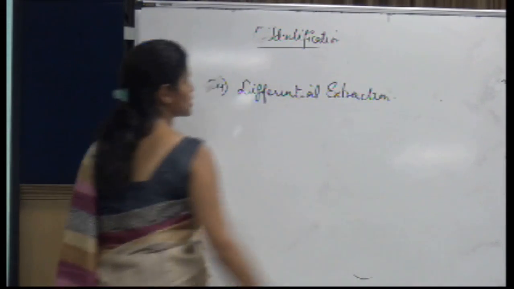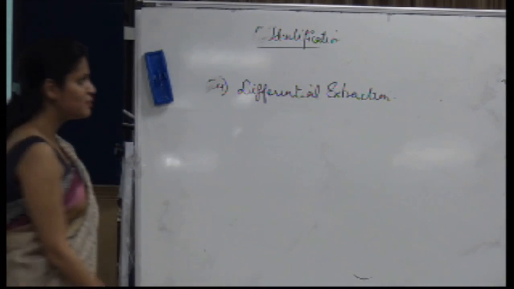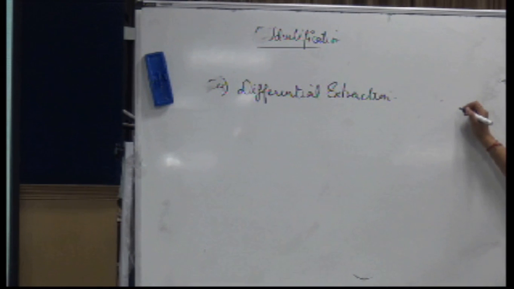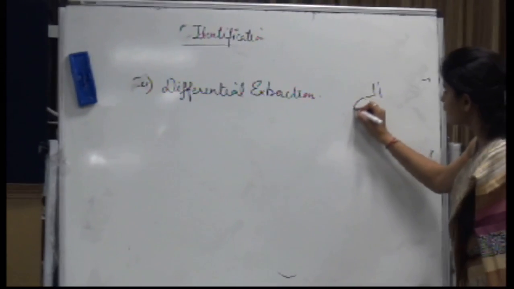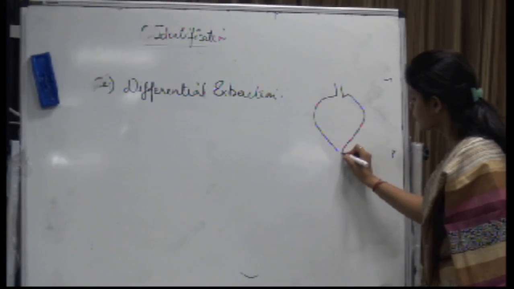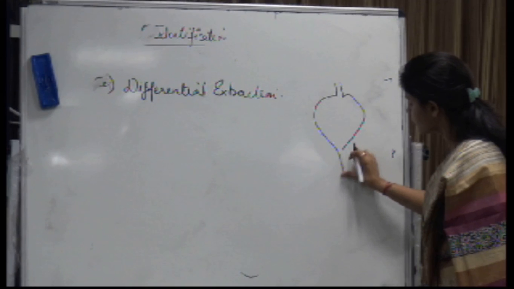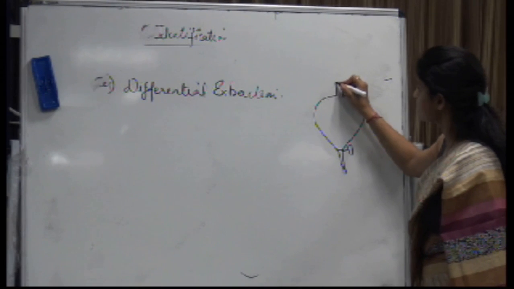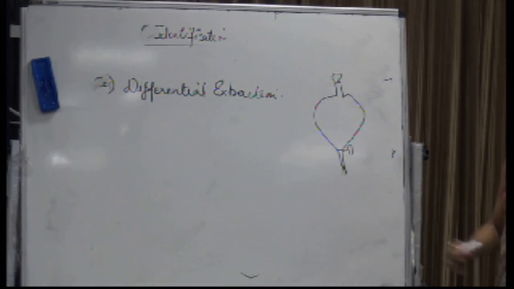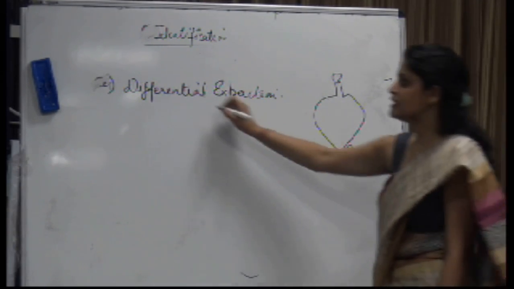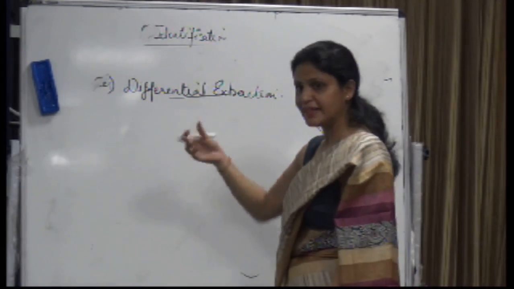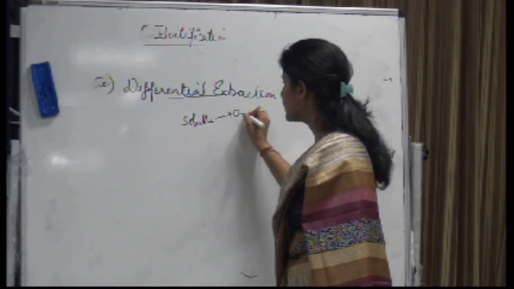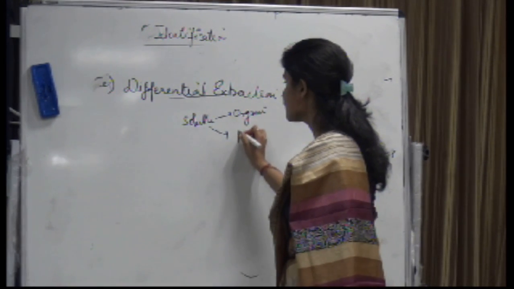What is differential extraction? Has anybody seen the separating flask in the lab? How does it look? It looks like this. Here you have a knob and this is a cork. This is how the separating funnel looks. This technique is used when the compound I intend to separate is soluble in some organic layer as well as in the aqueous layer.